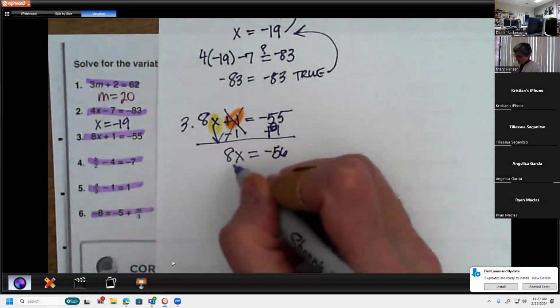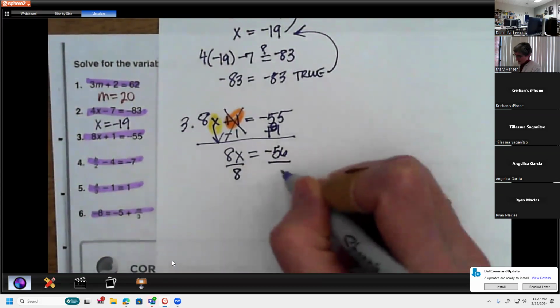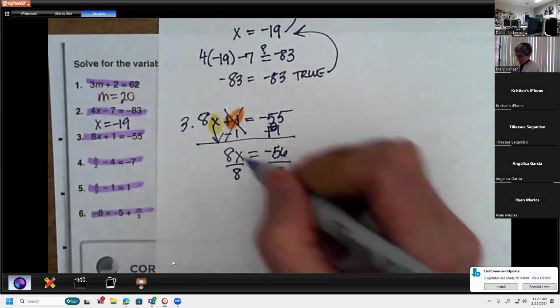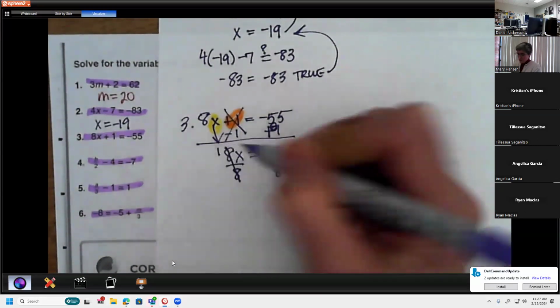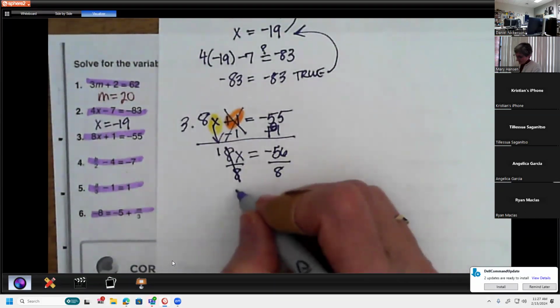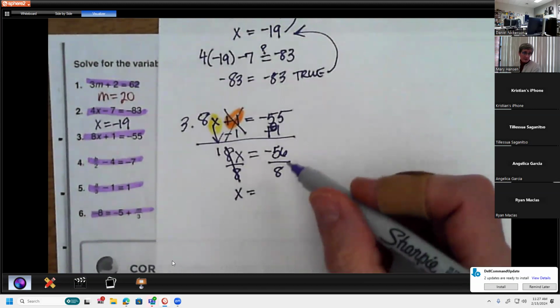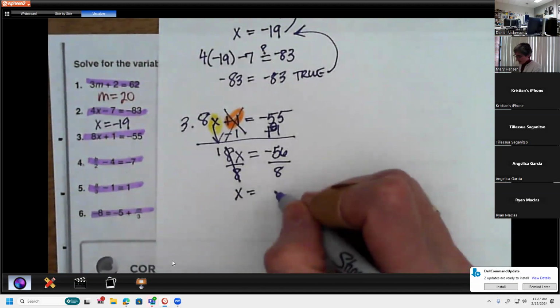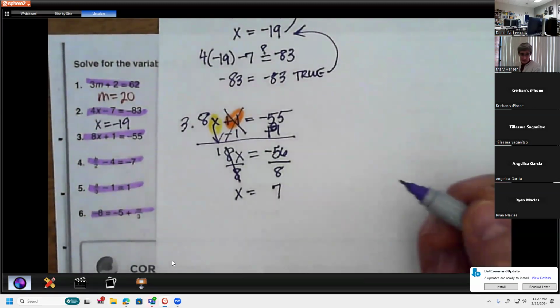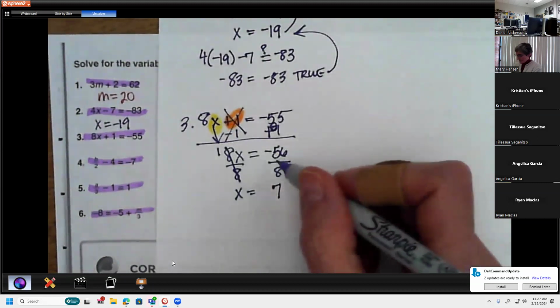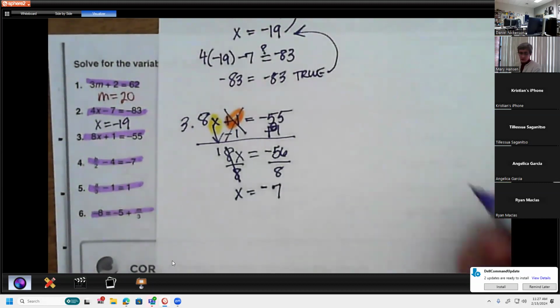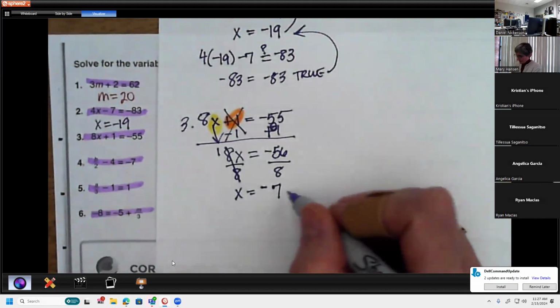And now 8 times x, the opposite of multiplying, is dividing. That helps me because 8 divided by 8 is 1. So I have x equals -56 divided by 8. 56 divided by 8 is 7, and the signs are different, so the answer is negative.